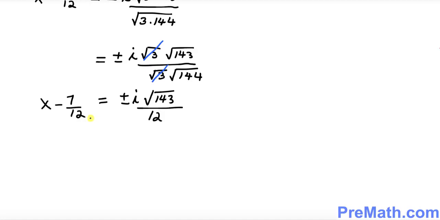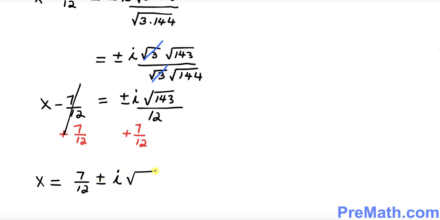So what we're going to do is, I want you to go ahead and add 7 over 12. Because I want to get rid of this thing, I want to move that thing, and I want you to add 7 over 12 on this side. So this is gone. So what we got? x equals to 7 over 12 positive or negative i times square root of 143 over 12. This is your solution.